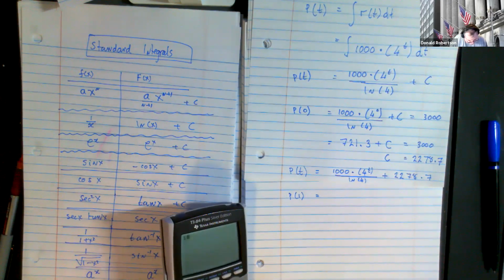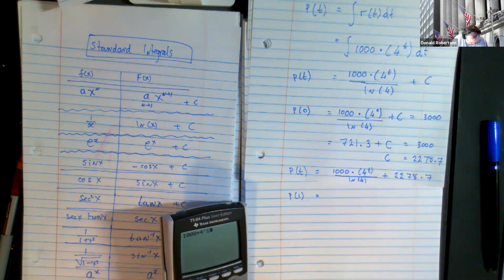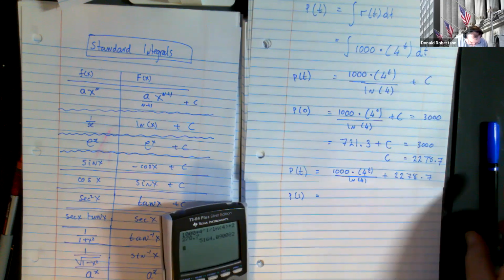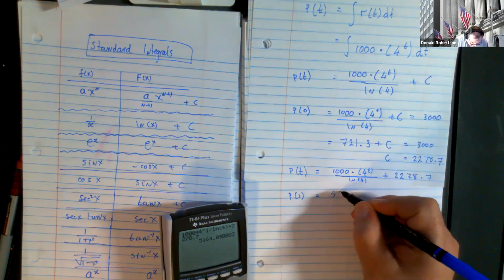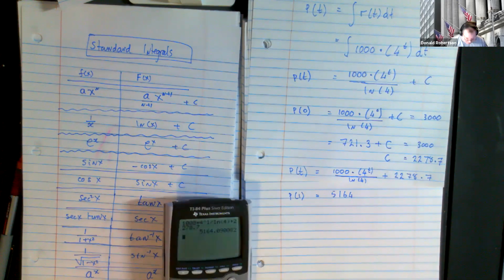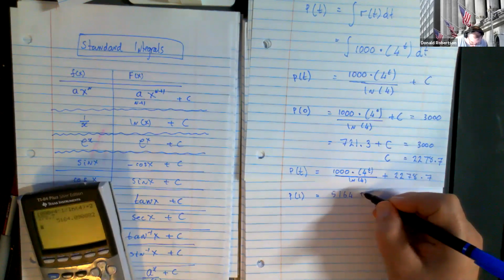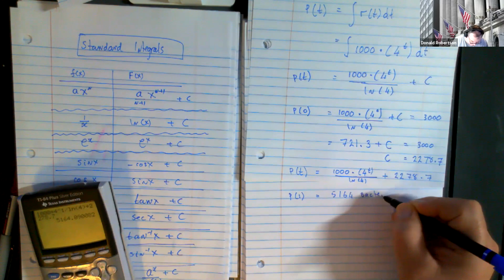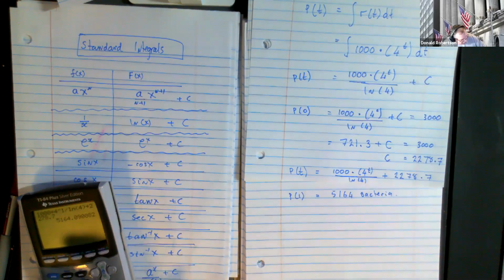So it's 1000 times 4 to the power of 1, which is hardly worth doing, divided by the log of 4, add 2278.7, and we get that. I'm rounding it off. And that's how you do the last question.